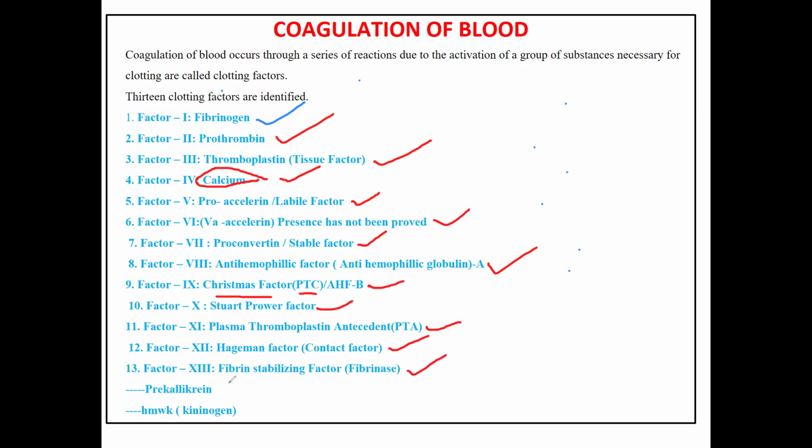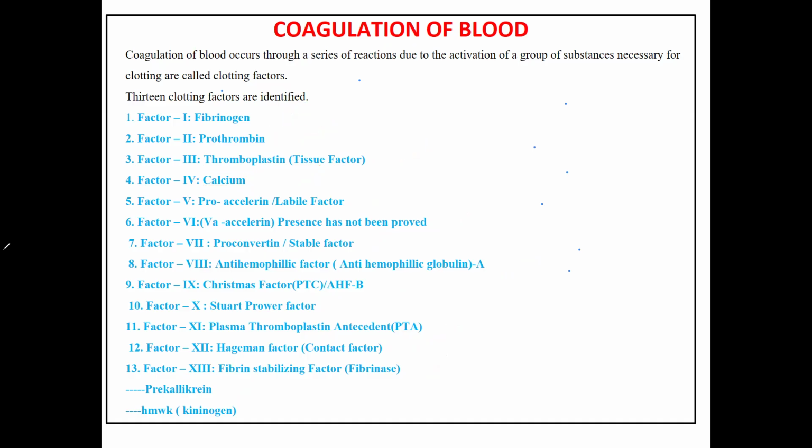Many more chemicals participate. Even vitamin K, though not directly participating, helps in the synthesis of these blood coagulation factors. Pre-kallikrein and kininogen are some other factors that participate in blood coagulation.